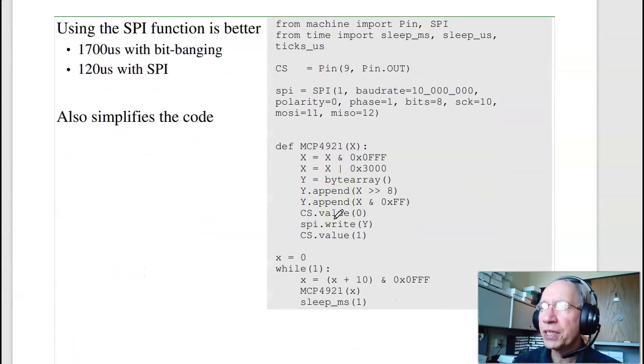I can also use the SPI port. The SPI port is actually a better way of doing it. It's a little bit easier. I just set up the SPI port. In this case, I want polarity being 0, meaning the clock line idles low, phase being 1, valid on the falling edge, 8 data bits. SPI port 1 is pin 10 is clock, 11 is master out, 12 is master in.